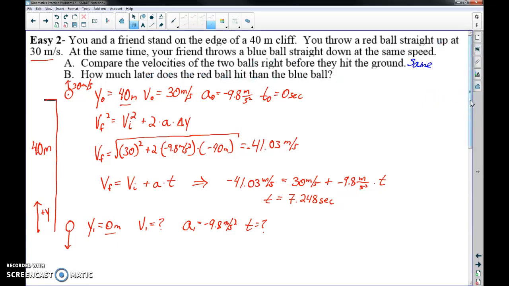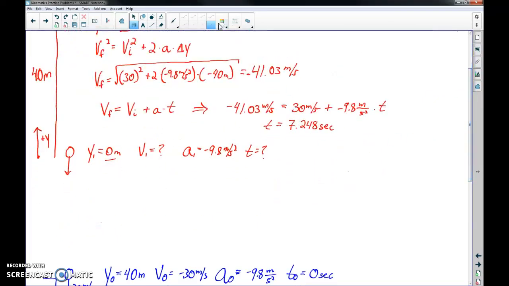And the problem asks for how much later does the red ball hit than the blue ball. Well, that would take our 7.248 minus our calculated value, 1.126 for the other ball, and you get approximately 6.12 seconds. And that's our answer for part B.